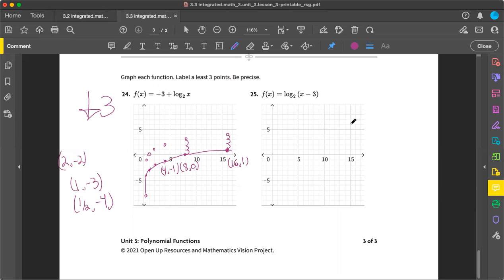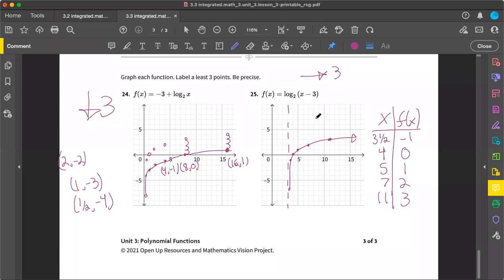Take a moment, pause the video, try number 25. Do you remember those points? Do you remember where they should go? How that should shift? Take a moment, try it out. Hopefully you got this for 25, and I think that's all they wrote.